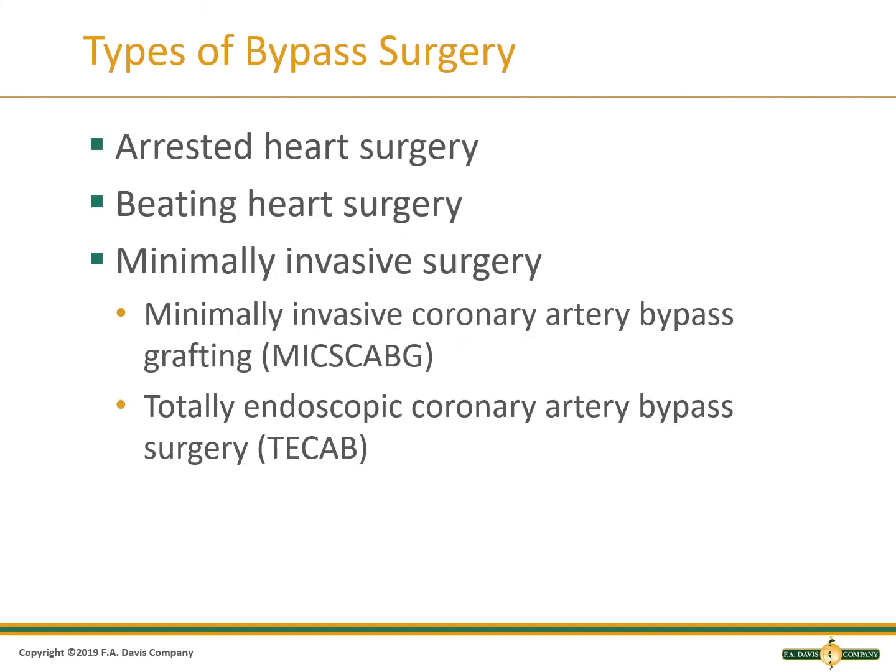There are two types of bypass procedures, arrested heart surgery and beating heart surgery. Most bypass surgeries are done by stopping the heart and using a cardiopulmonary bypass machine, or on pump, that is arrested heart surgery. The median sternotomy and the retrieval of vein graft is typically done simultaneously. The graft is flushed with heparinized solution to check for leaks and then set aside for use during the surgery.